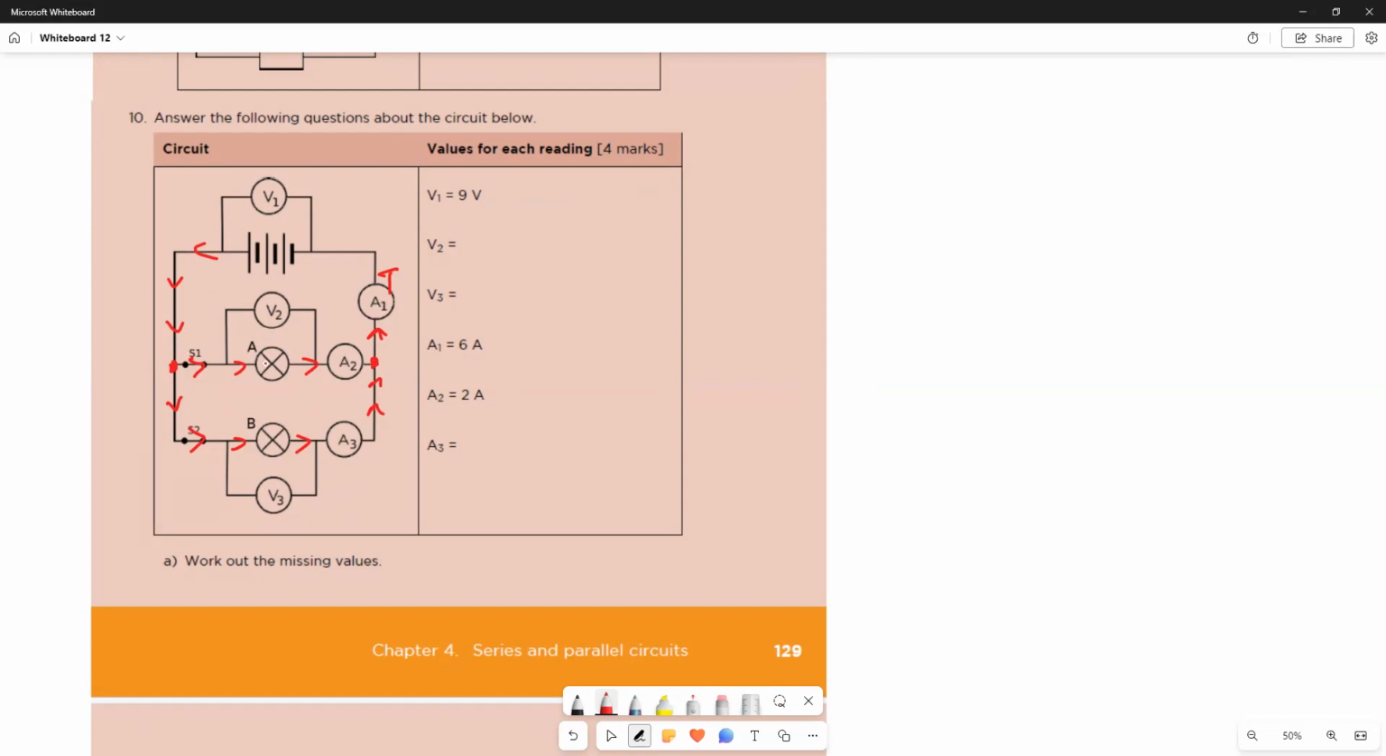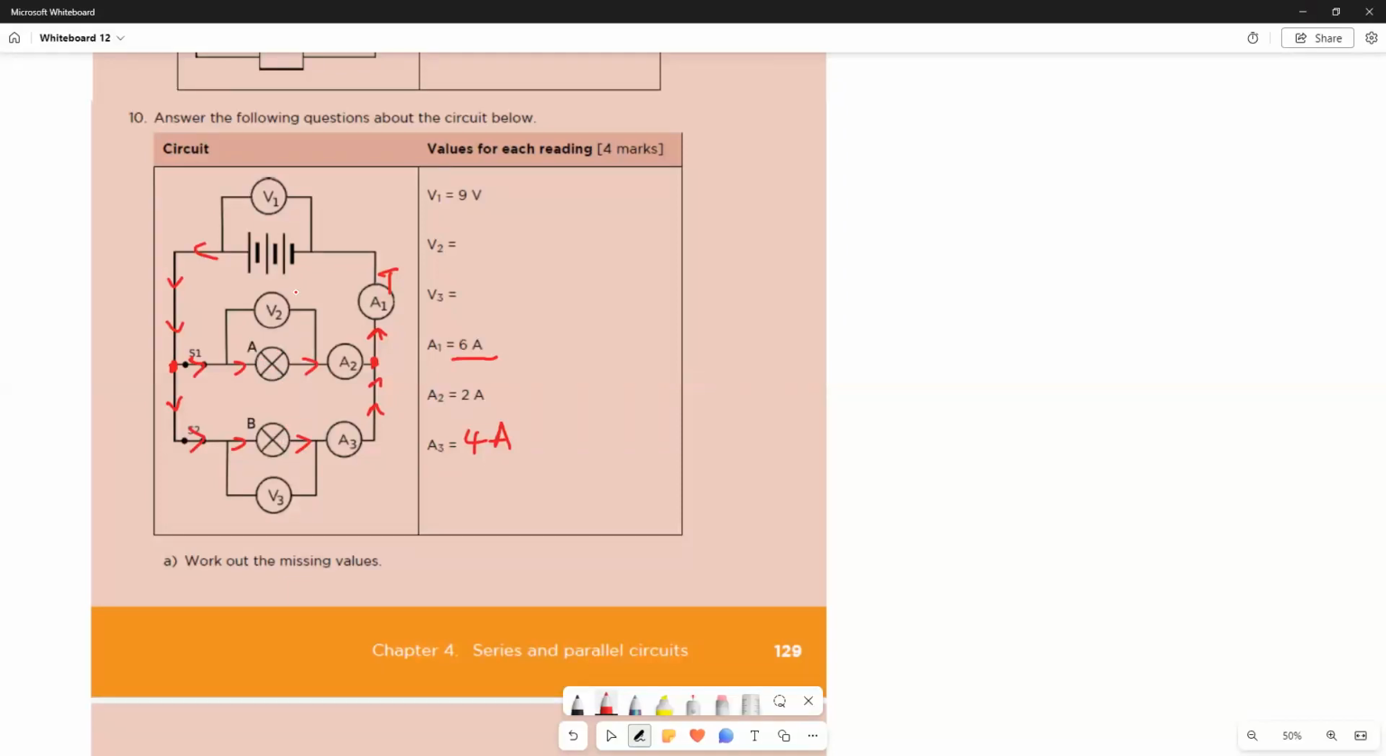Perfect. So now let's check. If I know the reading on A2, I can easily get the reading on A3 because the total current is 6 amps on A1. So if this is 2, this must be 4 amps then. Okay. Perfect. And then I can see that, okay, the light bulbs are connected in what?